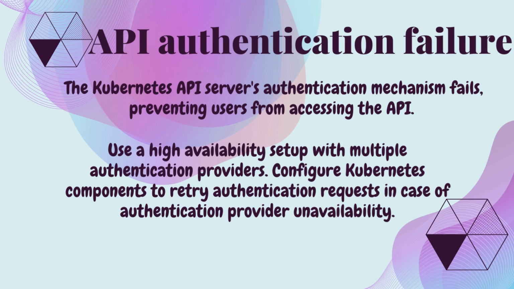Configure the Kubernetes component to retry an authentication request in case the authentication provider is completely unavailable. What it talks about is how it connects with LDAP, SSO, and all those things. So with an API token, if the token expires or the certificate validity expires, there will be issues, right? So those are the things it talks about.